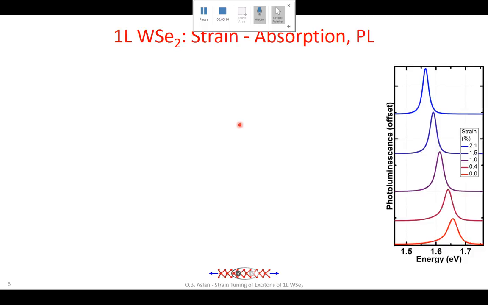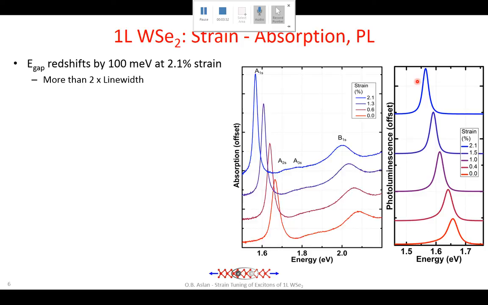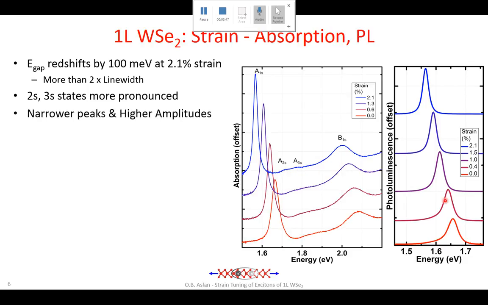We have used photoluminescence measurements as we increase the strain on the material, and we observe a common redshift which was about 100 meV at 2.1% strain, and this shift is more than twice the line width of the A exciton, the ground state exciton. And we have confirmed the same results by performing absorption measurements. We realized that the excited states of the A exciton are more pronounced. This was very interesting. And we have seen that all of the peaks that we observe become narrower with higher amplitudes. It is very interesting why this would happen by applying mechanical strain.